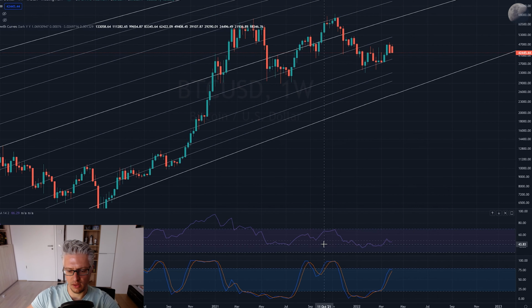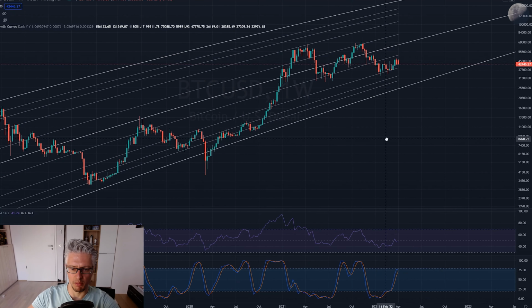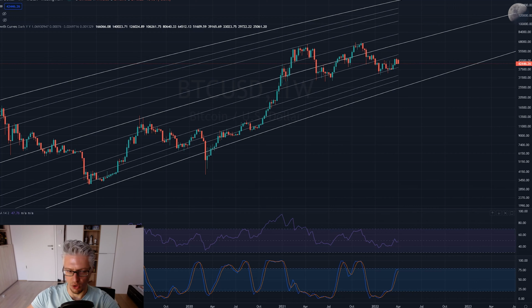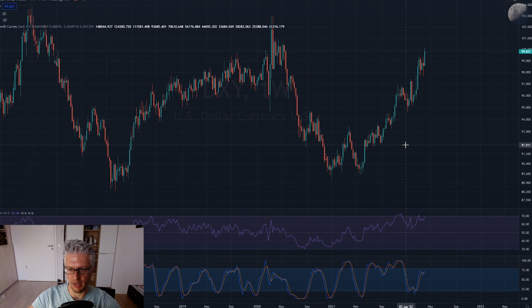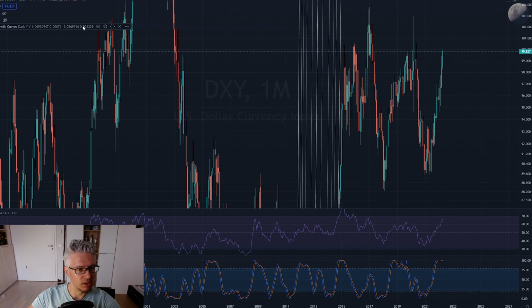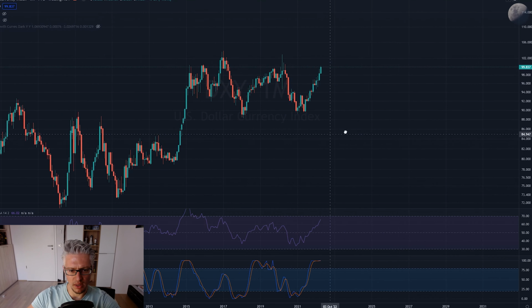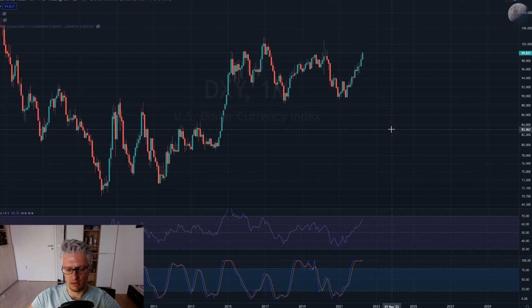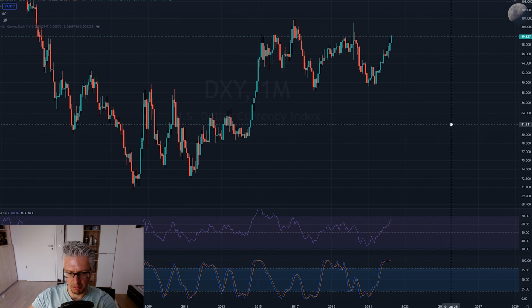So the RSI and stochastic RSI are not really too helpful to understand what's happening in the market. We have to look at other things, and for this we have to start with the dollar index, because this dollar is just not stopping. The dollar is pumping and pumping and pumping. That's crazy. Look at this here. The dollar just will not stop pumping.